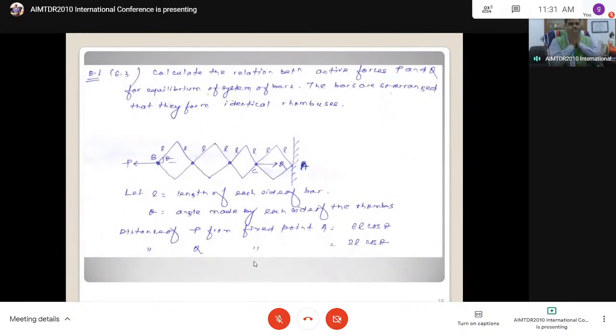Now let us consider another problem. This is again a civil engineering problem. Calculate the relation between active forces P and Q. This is one active force P and this is one active force Q. For an equal beam system of forces, one end is fixed, that is A, and these are the lengths L and L, like that. If L is the length of each side of the bar, theta is the angle made by each side of the bar.